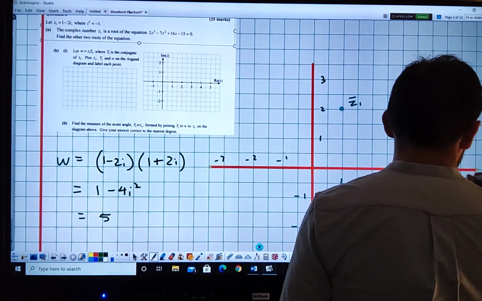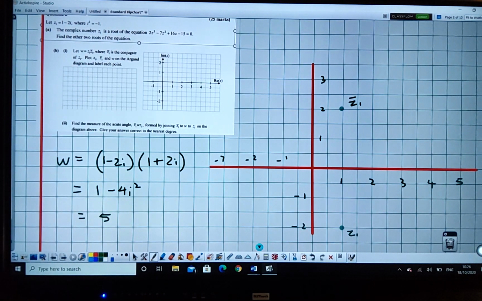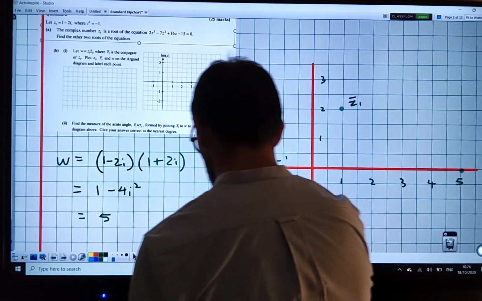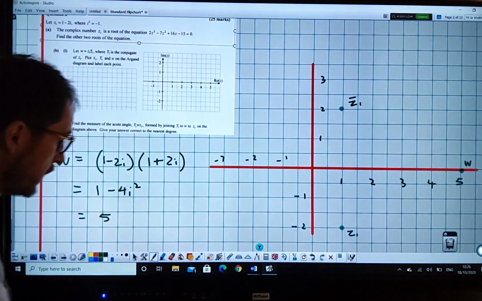And again, how did I know that? Because it tells me here that W is Z1 times Z bar 1, where Z bar 1 is the conjugate. And I have to plot W. So plot W. That's me W there. Now, you're asked to find the acute angle.